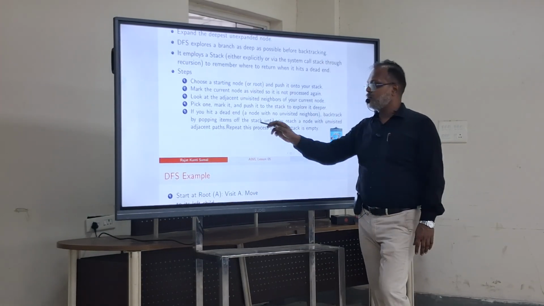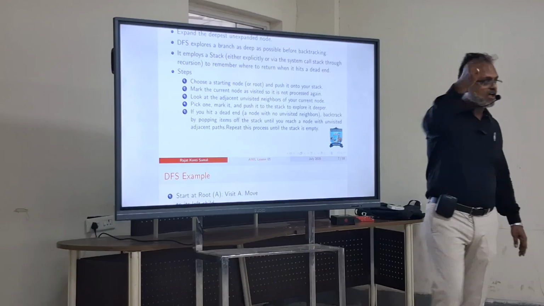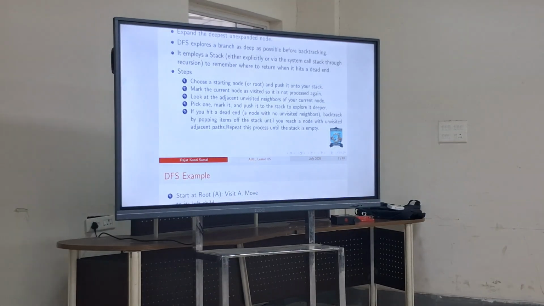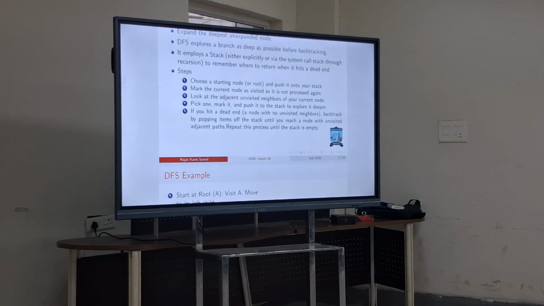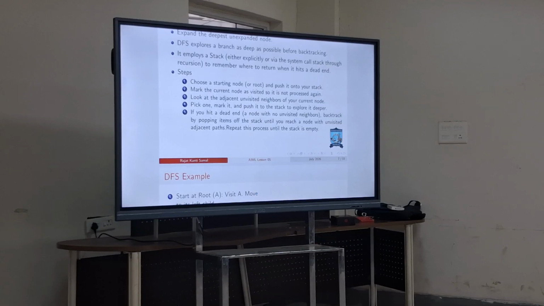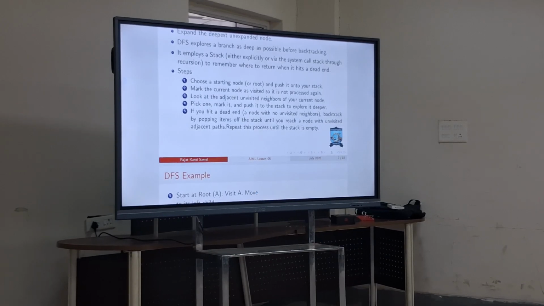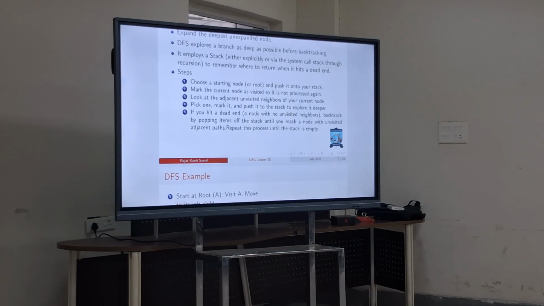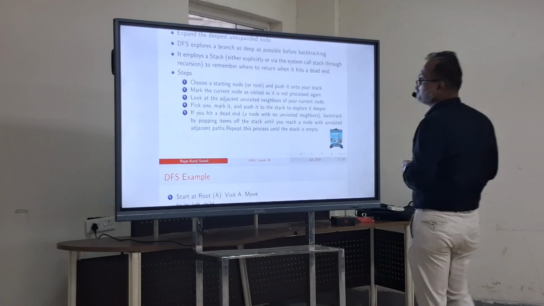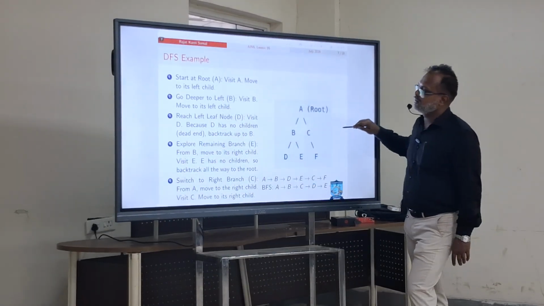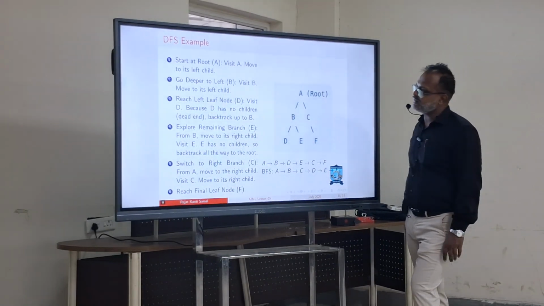Backtrack by popping items off the stack. That means last in, first out. Popping an item means you look at the source and put it on the stack like that. But eventually you go to the end, the depth. Now there is nowhere to go. So again, peel it back. So that is called popping. Push and pop. Okay. So this is one example of depth first search.